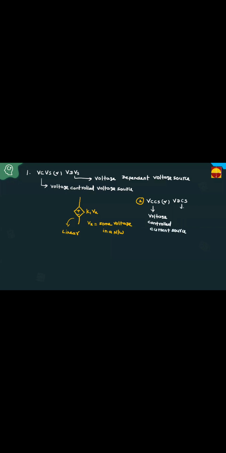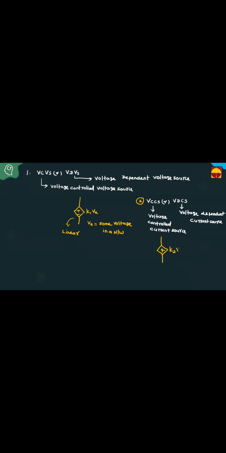Or it is also called a voltage dependent current source. Then what is the representation? This is the voltage controlled current source, and it is represented like this. For independent sources we use the circle representation, and for dependent sources we use the diamond symbol. It is a current source, but it is a voltage controlled current source.